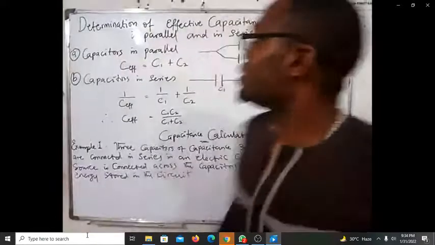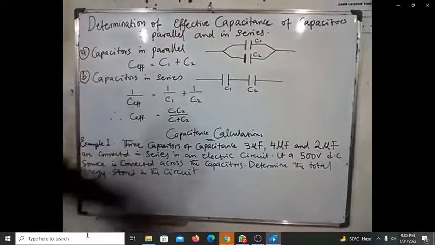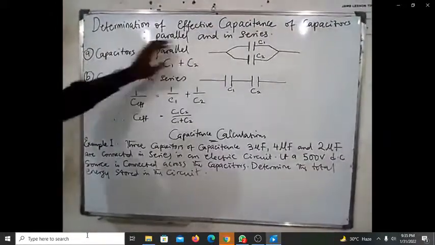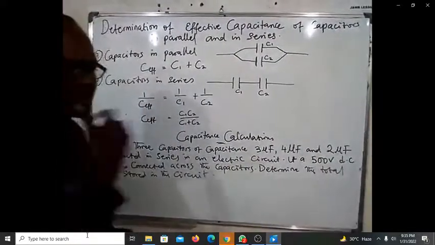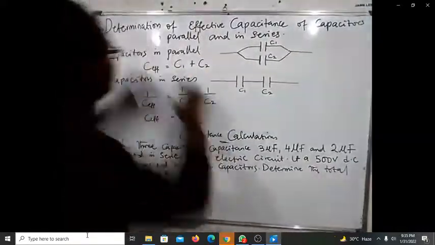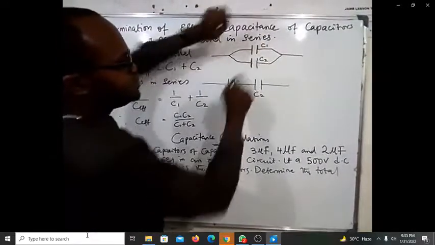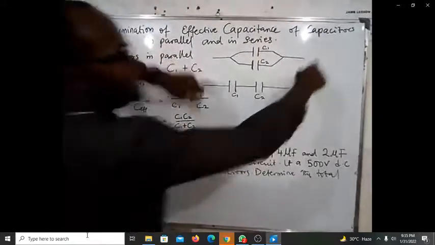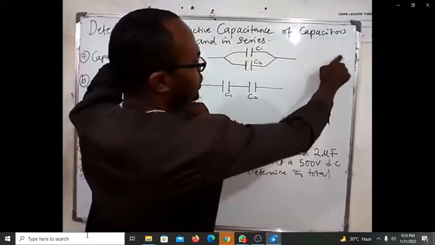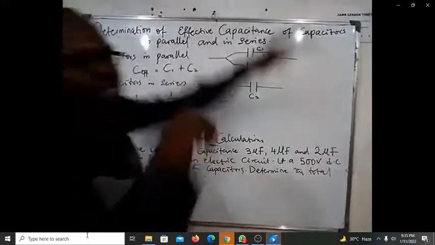Yes, welcome. Today we're going to be looking at determination of the effective capacitance of capacitors in parallel and in series. You remember when we were doing resistance of resistors, we said that when it's connected in parallel, like this, for resistors it would have been 1 over R1 plus 1 over R2. But for capacitance, it's the reverse.